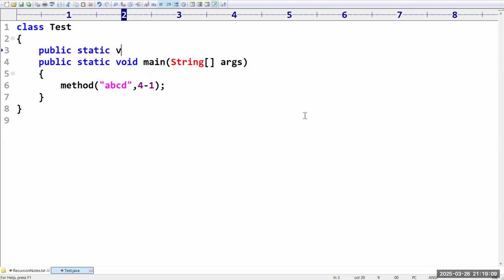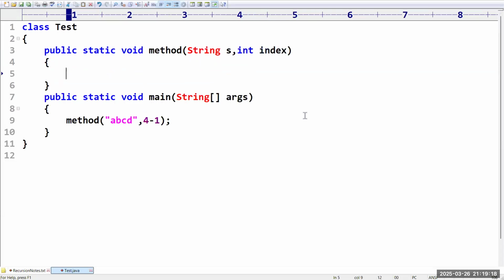Whenever we are printing, the first parameter I will consider as a string, and the second parameter I will consider as the index. Because if a string has 4 characters, what is the last character location? 4 minus 1, that is 3: third location, second location, first location, 0th location. So whenever the index becomes minus 1, we have to stop. That is the base condition, right?